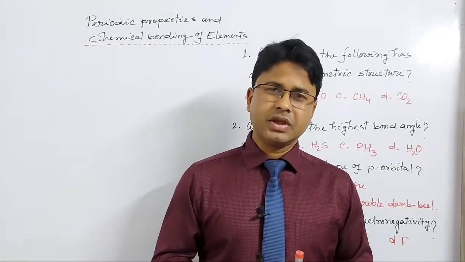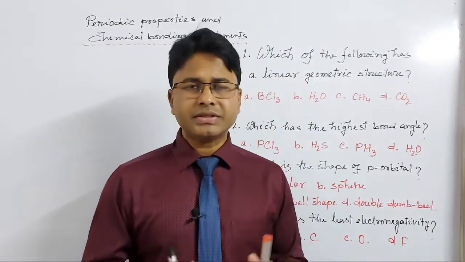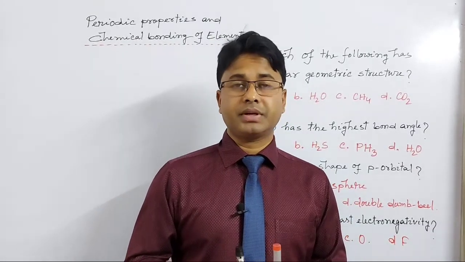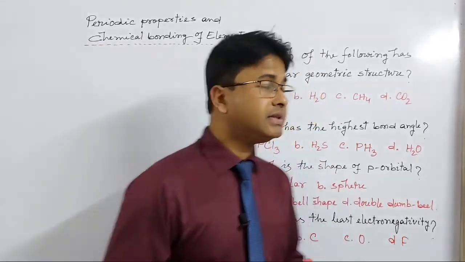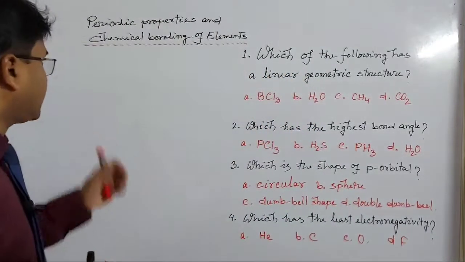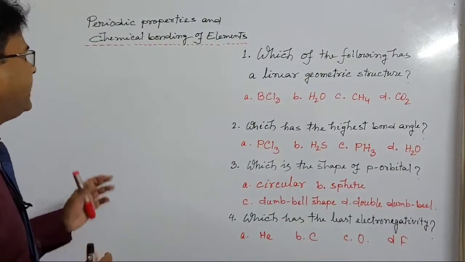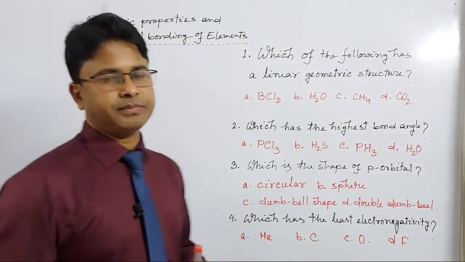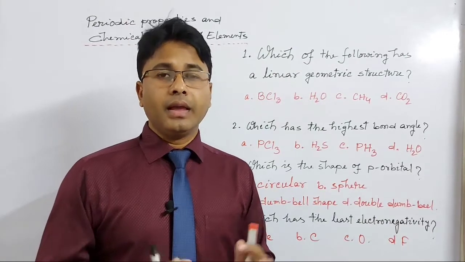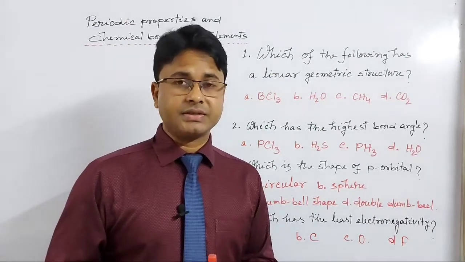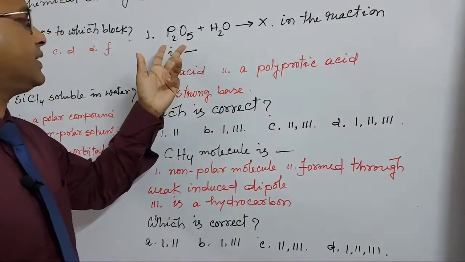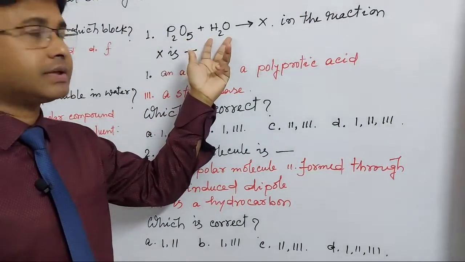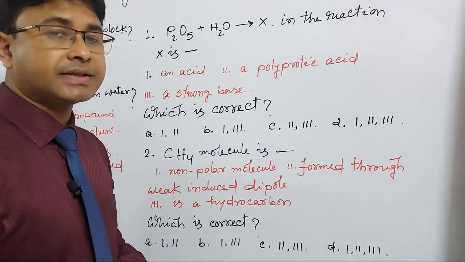Dear students, today I am going to teach you chapter 3 of first paper, and the name of this chapter is periodic properties and chemical bonding of elements. Today's topic is MCQ type questions. First question: phosphorus pentaoxide reacts with water to produce compound X.